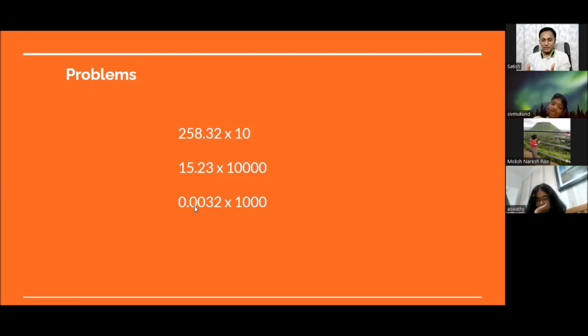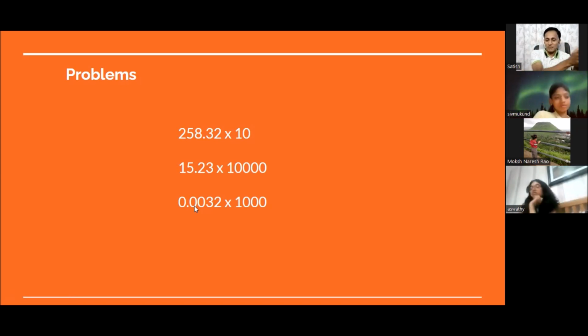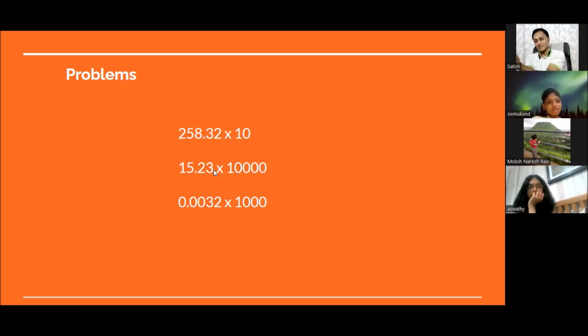Left. Because if you divide, what will happen? The value will reduce. So if the decimal goes to the left, the value will reduce. Now when the decimal goes to the right, the value will increase.